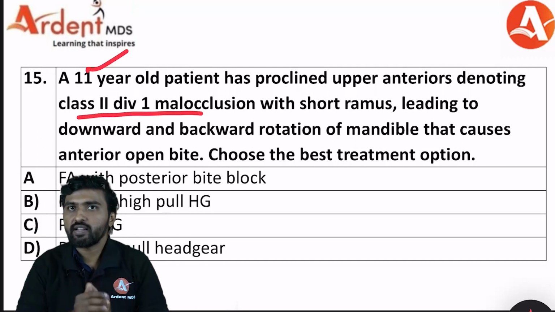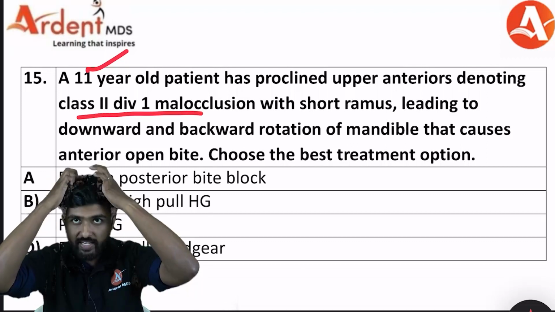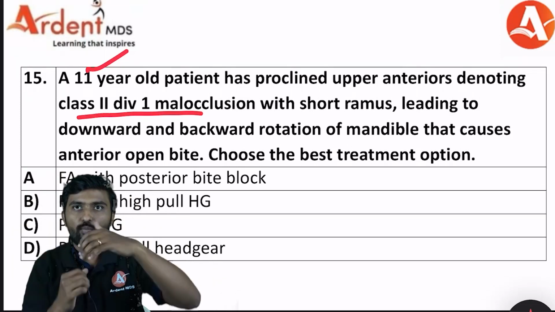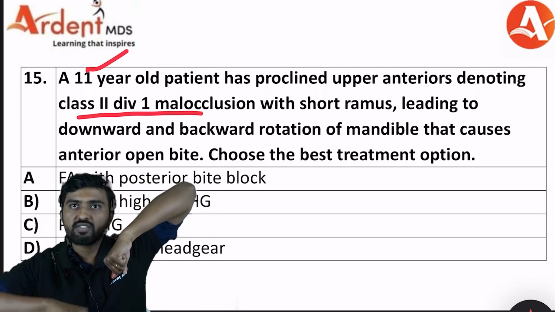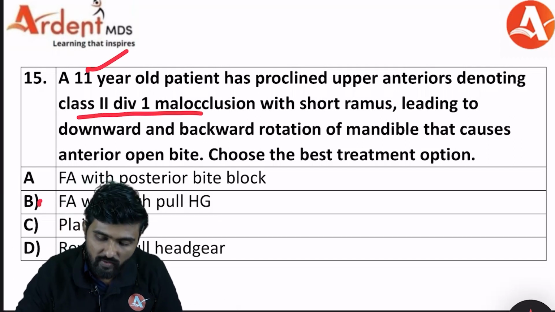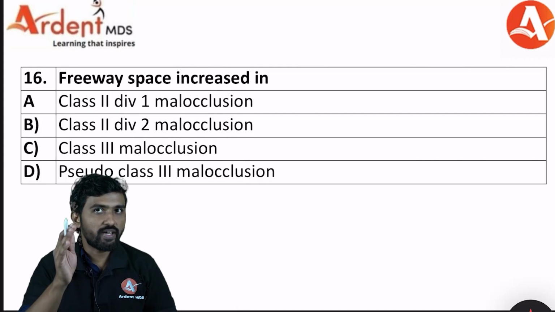And what type of headgear? The high pull headgear, because high pull headgear takes the anchorage from the parietal bone and intrudes the molars. When the molar is being intruded, the mandible also comes forward, and that would improve the open bite scenario. So the option for this question is functional appliance with high pull headgear. I hope the explanation was clear.